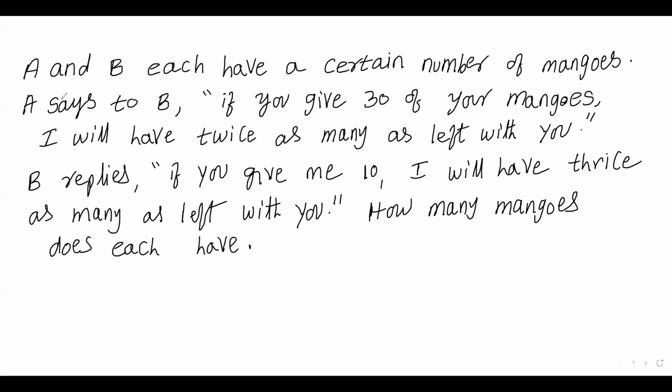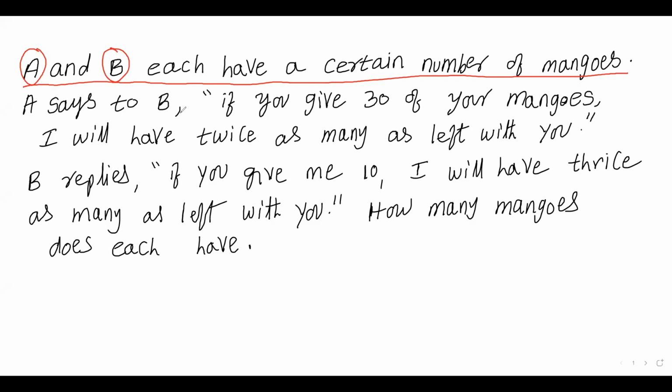In the next question, it says that A and B each have a certain number of mangoes. That means A and B have a certain number of mangoes. We don't know how many A has, how many B has. Okay?